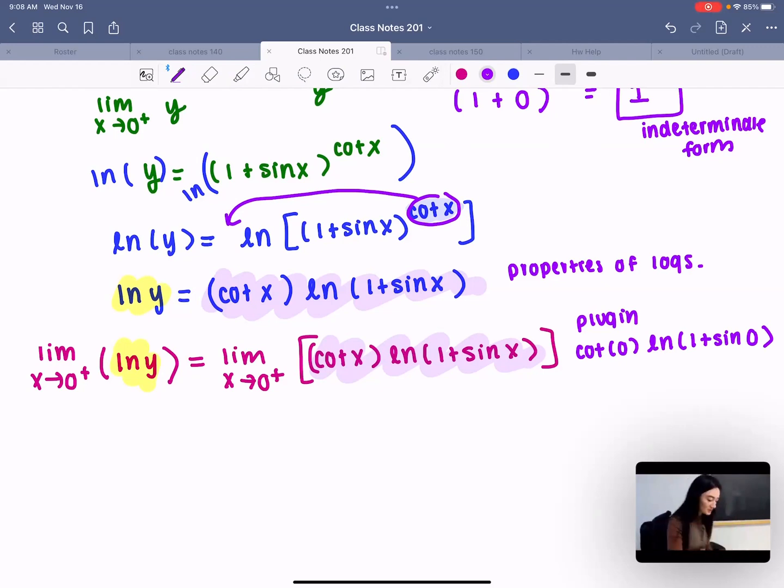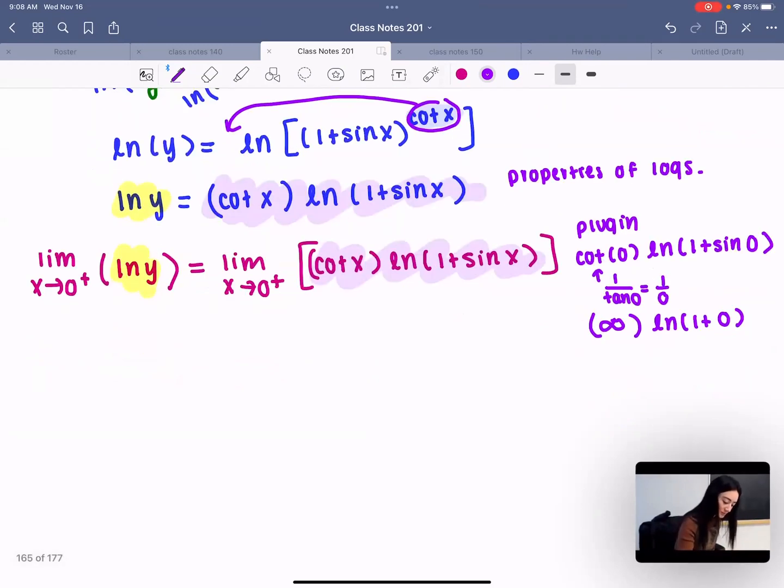If you don't see the steps there, remember cotangent is 1 over tangent. Tangent of 0 is 0, so cotangent is definitely going to infinity. I want to multiply that by the natural log of 1 plus, what's the sine of 0? 0, right? Sine of 0 is just 0. So this is infinity times the natural log of just 1. And what's the natural log of 1? 0, right? So this is infinity times 0.